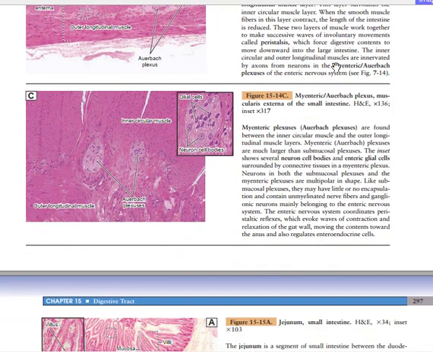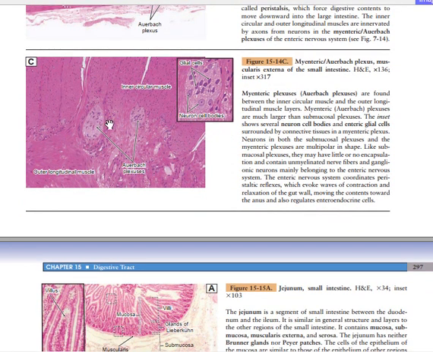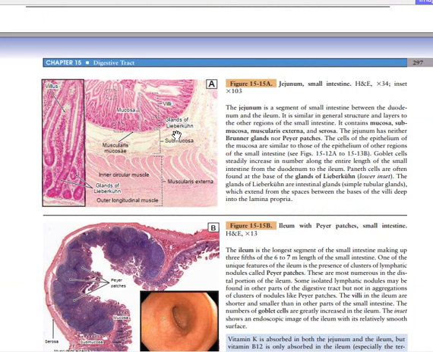So this is still the Auerbach myenteric plexus. This is in a small intestine. You can visualize it between the inner and the outer longitudinal muscle. You see the ganglia with pale staining cytoplasm, as you have seen in the chapter on nerve tissue.